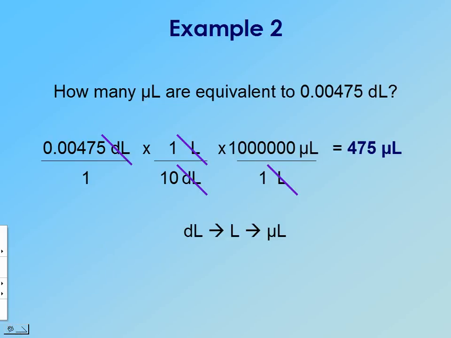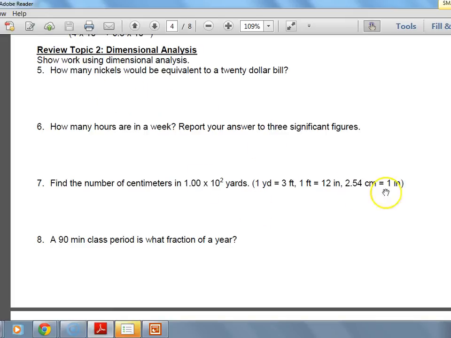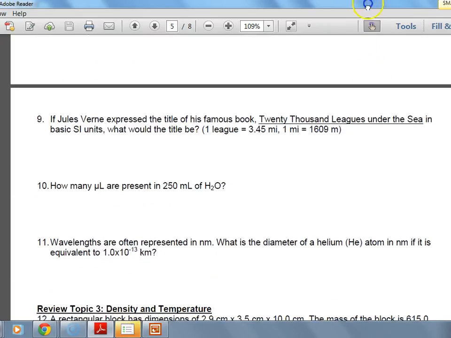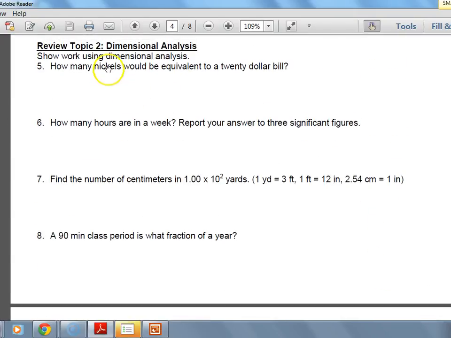So if we go back out to the summer assignment, you now should be able to do questions 5 through 11. Think about how many nickels are in a dollar, if that one's causing some trouble. You could do nickels and a dime, how many dimes are in a dollar, nickels and a quarter, how many quarters in a dollar. It really doesn't matter how you do it, as long as you are using appropriate conversions.